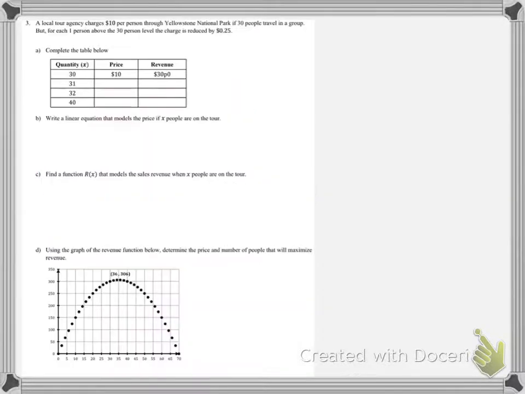Okay, let's do this. These problems will never go away. So we've done part A and B before. They were on your first test, right? So the price changes as the quantity changes. We're told here that the price per person goes down by 25 cents for every one person above 30. So if there's 31 people, that's going to make this $9.75.